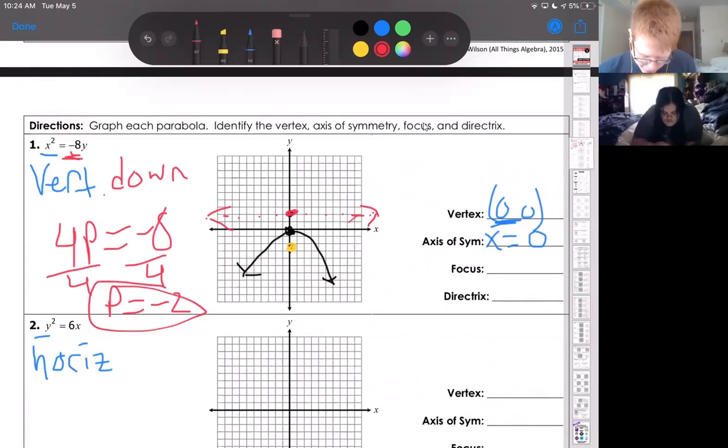You can just look at your graph, or basically take your vertex and go up 2, down 2. So our focus point, that yellow point, would be 0, -2. Our directrix, since it's a line, would be that horizontal line. It would be y equals 2.